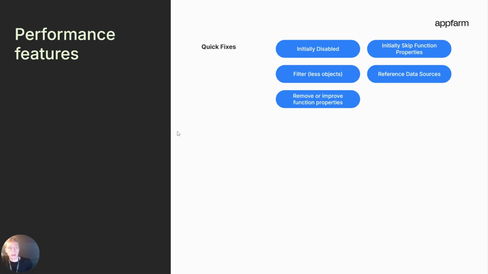Initially skip function properties is another attribute which is available for database-connected data sources, and this means that function properties will not be calculated. This is a very useful attribute to keep in mind. If you have an action which involves a lot of CRUD and a lot of selecting, then it can be useful to enable this at the start of the action and then disable it at the end of the action. So then all of these function properties are only calculated once instead of every single time there is an update to this data source.